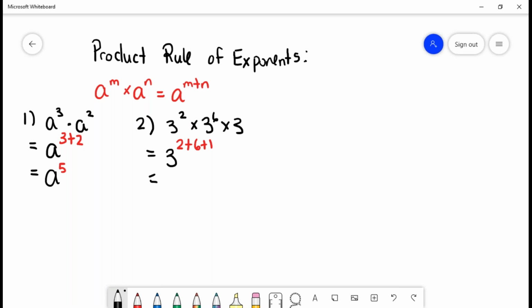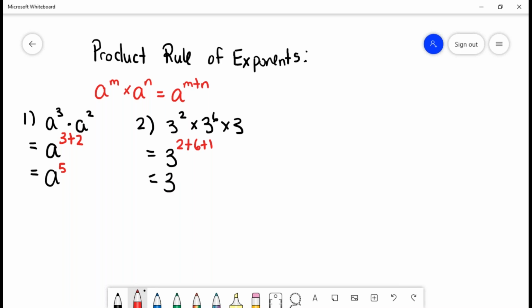So now, evaluating this even further, we know that we write the base as is, and we add the exponents. So adding 2 plus 6 plus 1, that gives us 9. So therefore, the answer to this is 3 to the power of 9. And if the question permits, you can simplify this further by actually finding the exact value of 3 to the power of 9. But for this specific problem, we can write this answer as is.